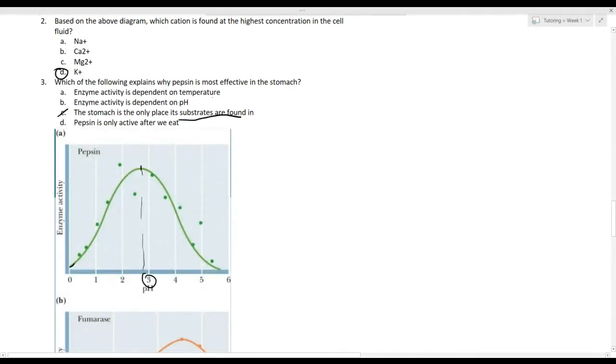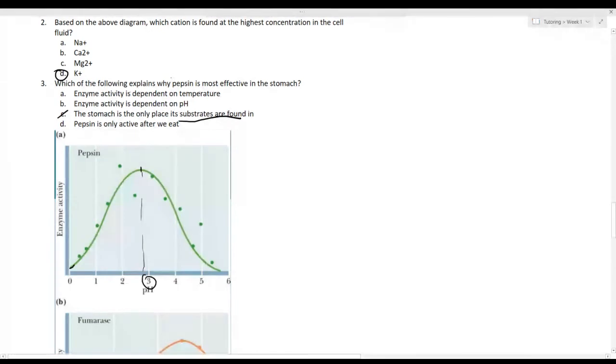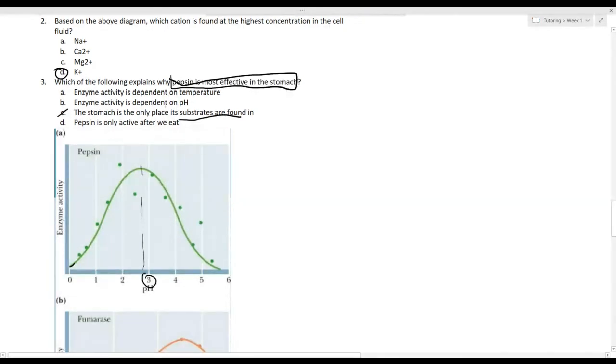So the other 3 of these answers, A, B, and D, are all true. Pepsin is pretty much only active after we eat. Enzyme activity is dependent on temperature, and enzyme activity is dependent on pH. But only one of them explains why specifically pepsin is most effective in the stomach. And the reason is that it's pH dependent. Our stomach has a pH that's very, very acidic, close to a pH of 3. And so pepsin is very effective in the stomach.